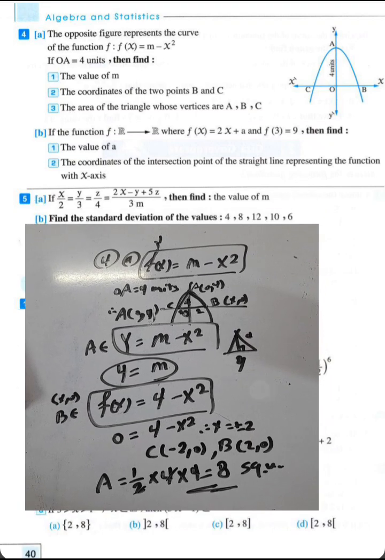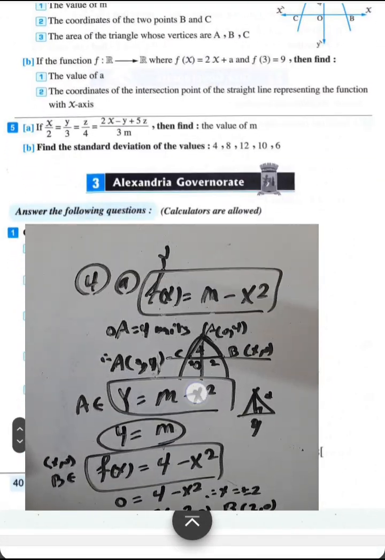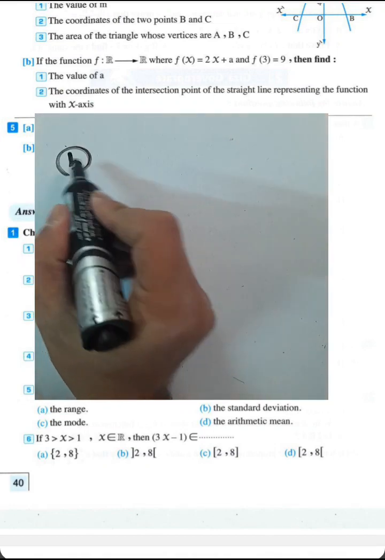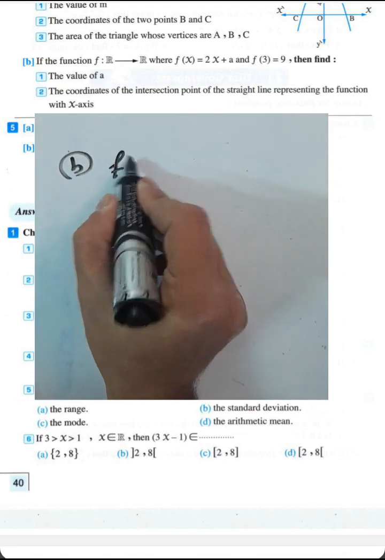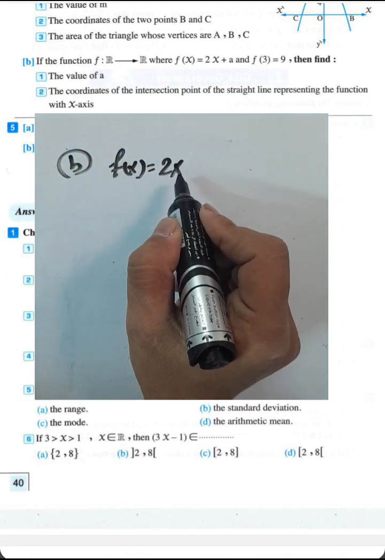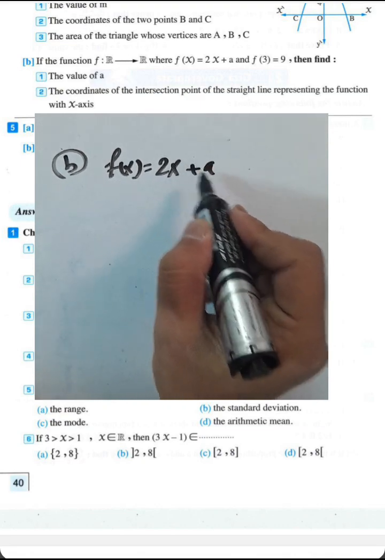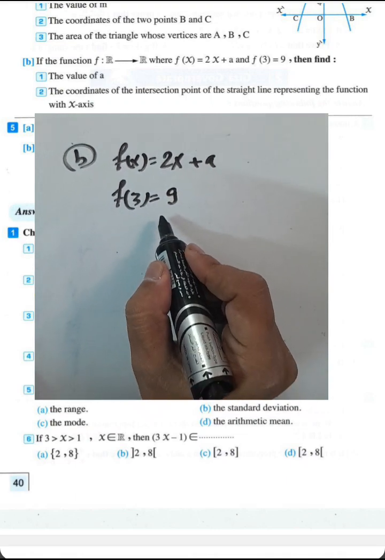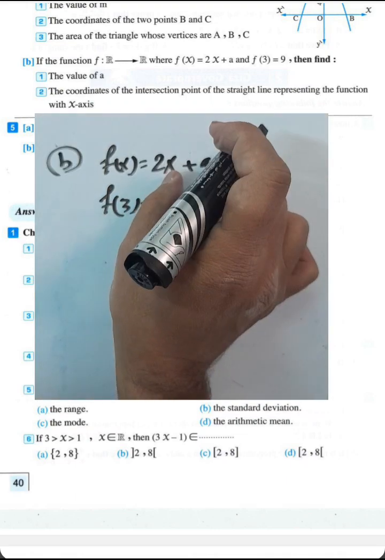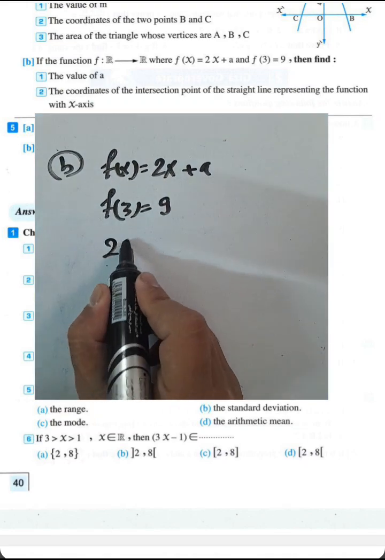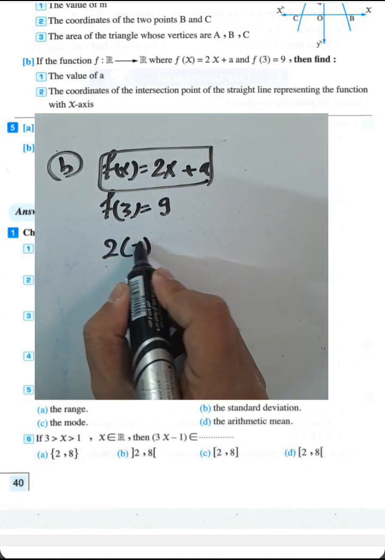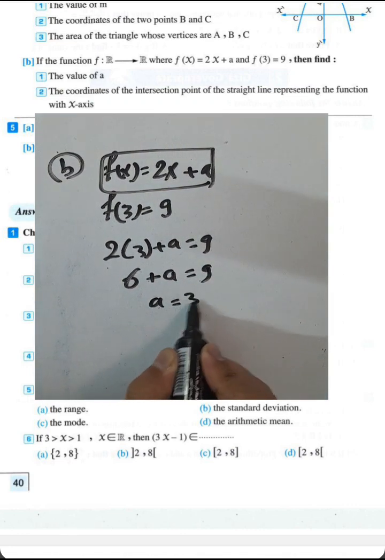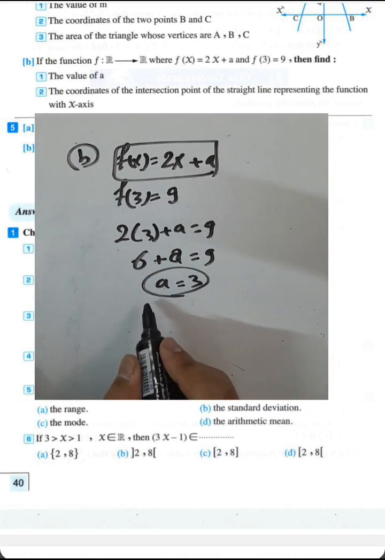Next question, letter B. If the function is a relation from R to R, we have the function f of x equal to 2x plus a, and if f of 3 equals 9, find the value of a. Then we must put x equal to 3 and the result will be 9. 2 multiplied by the value of x plus a equals 9, then 2 times 3 is 6, 6 plus a equals 9, then a equals 3, because 3 plus 6 equals 9.